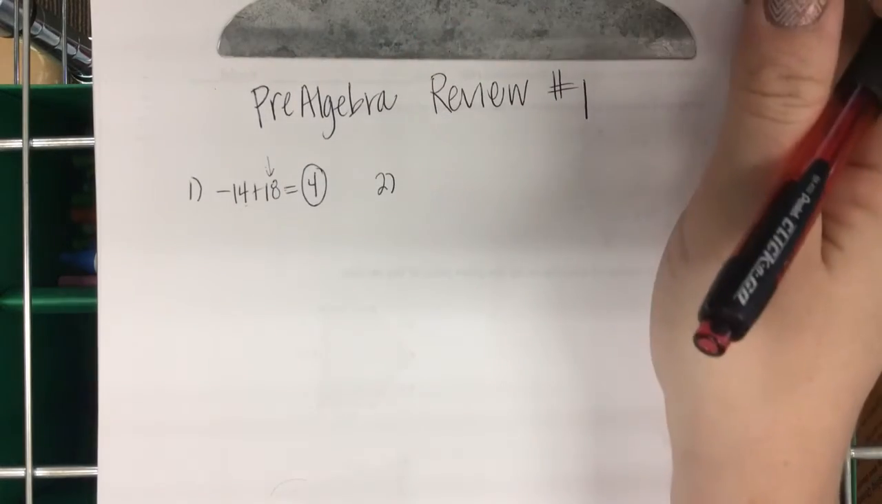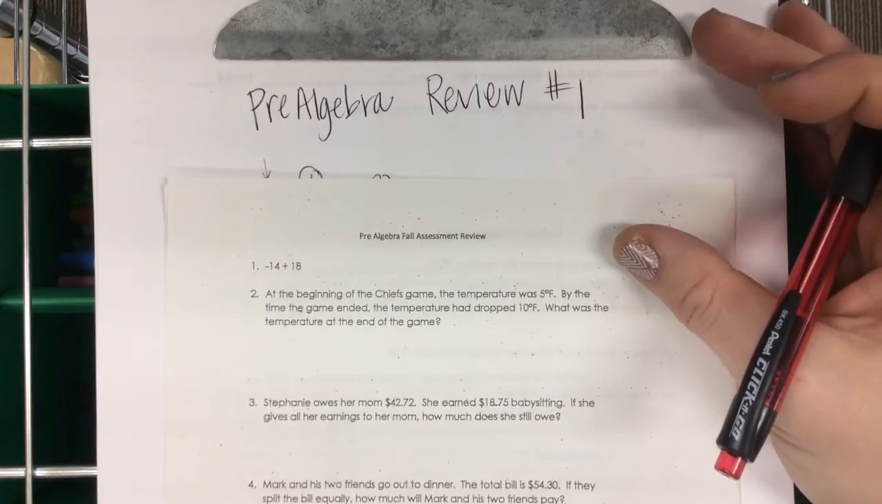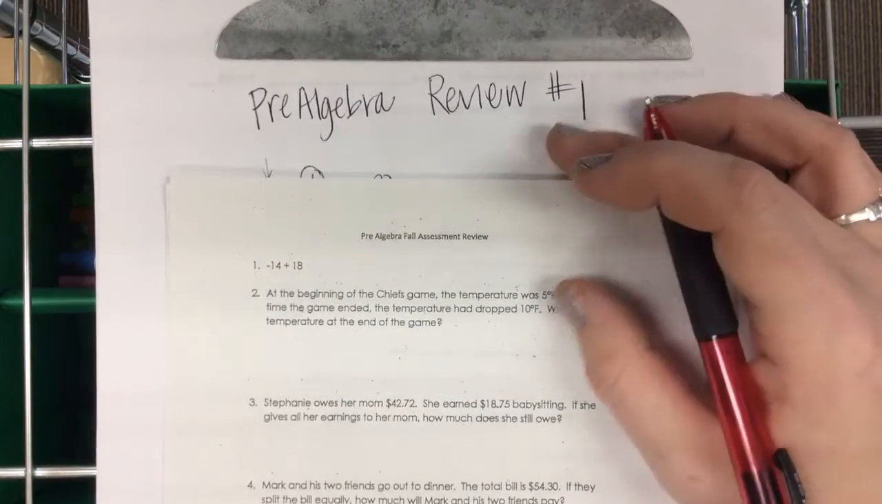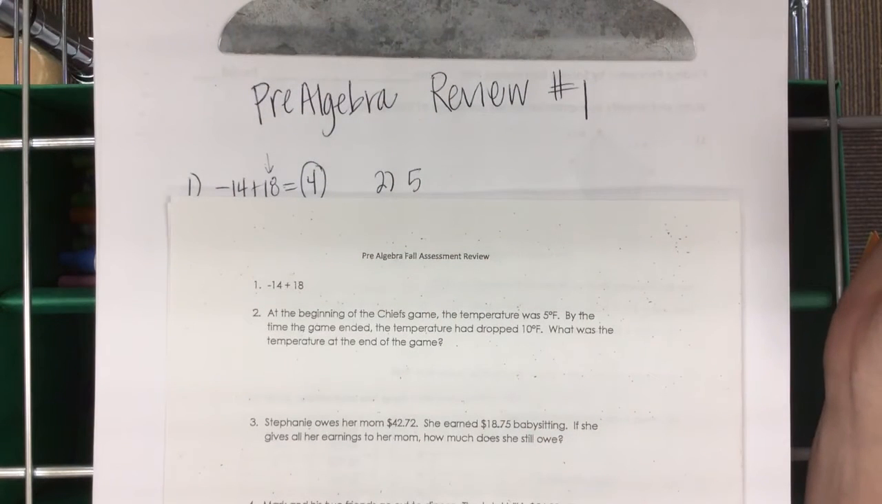Number 2, it says, at the beginning of the Chiefs game, the temperature was 5 degrees. By the time the game ended, the temperature had dropped 10 degrees. So what does that look like? 5 what?